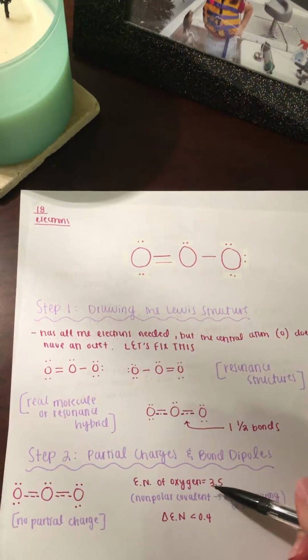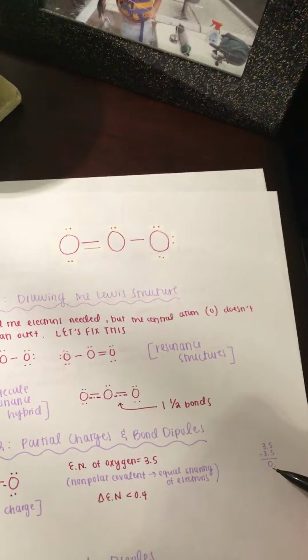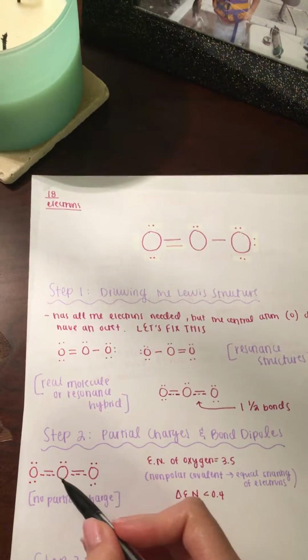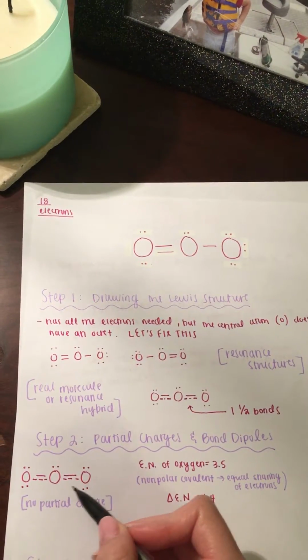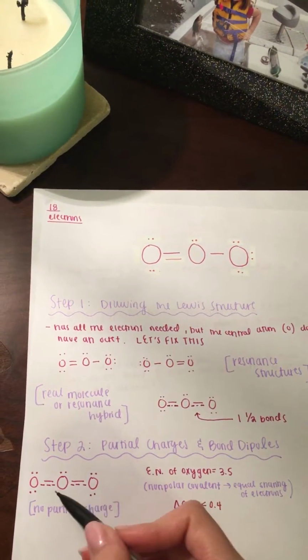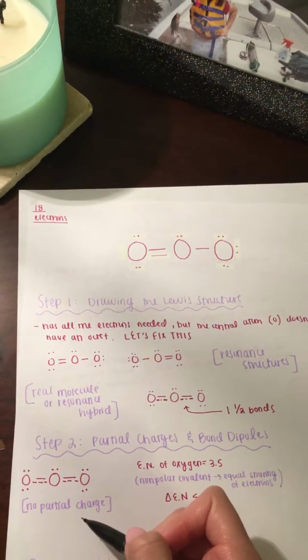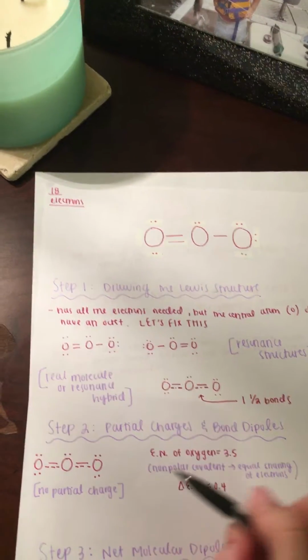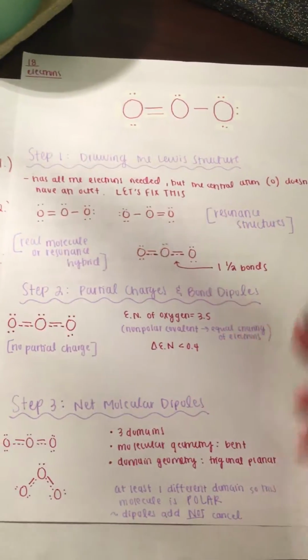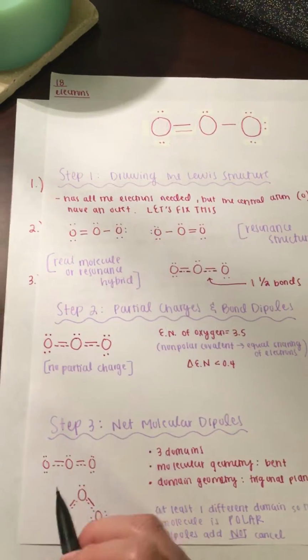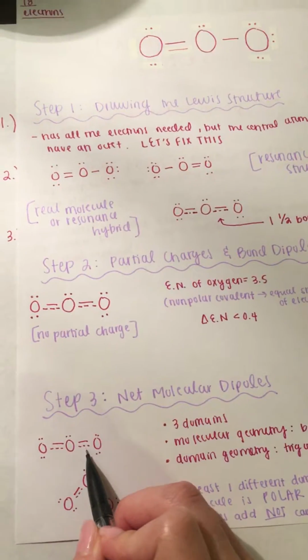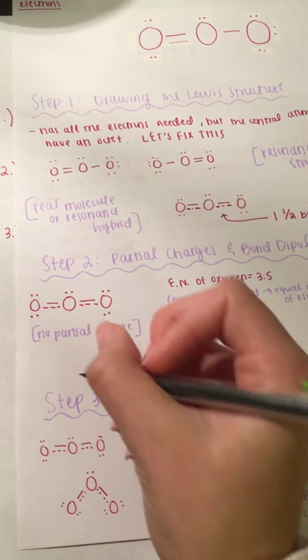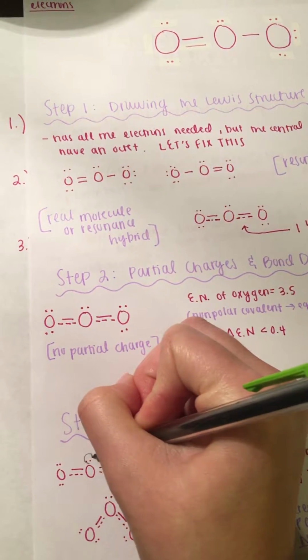They all have the same electronegativity. Canceling gives you 0. These are nonpolar covalent bonds, which means that there's an equal sharing of the electrons and no partial charges. So we're not going to draw any dipoles on this molecule. We're just going to go straight to the net molecular dipoles. We see that there's 3 domains. Don't be fooled, it's not 2. We have this non-bonding domain.